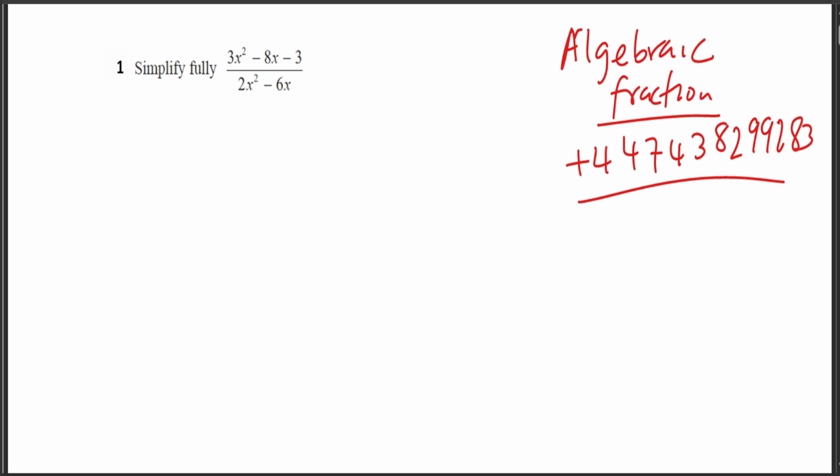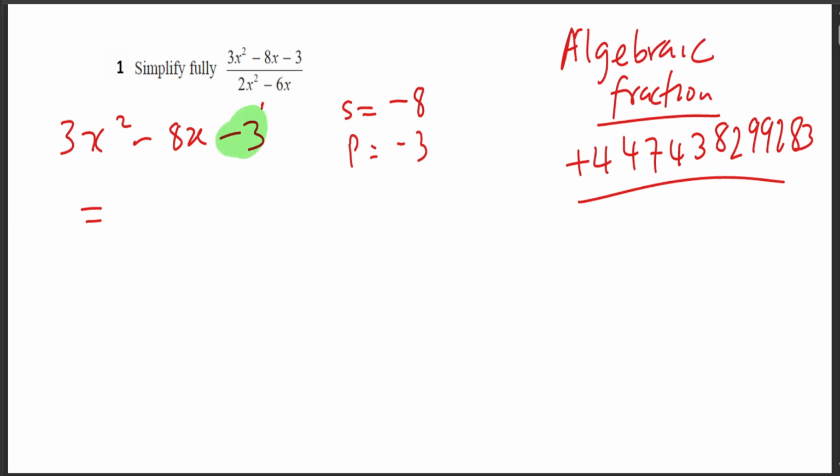Now, how do you simplify? Obviously, 3x squared minus 8x minus 3. Let's start with the numerator first, then we go into the denominator. Your sum is -8, and your product is -3. This is your product, and that is your sum.